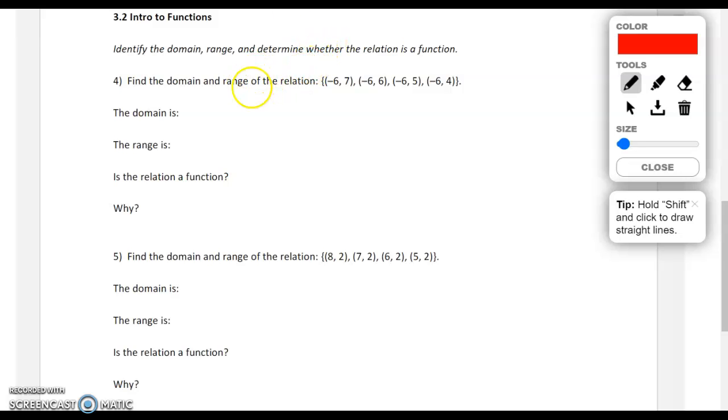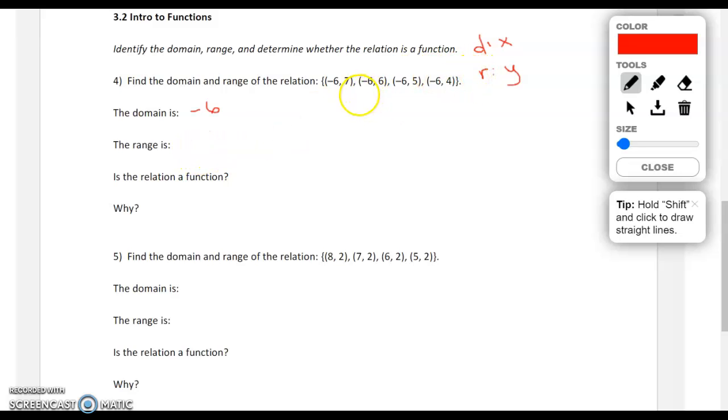So if you remember, domain is the x values, range is the possible y values, okay? And so one way I keep that straight is D comes before R in the alphabet, X comes before Y. So domain goes with the X values, range goes with the Y values. So the domain in this case is just -6. We don't need to write -6 4 times, it's just -6 repeated.